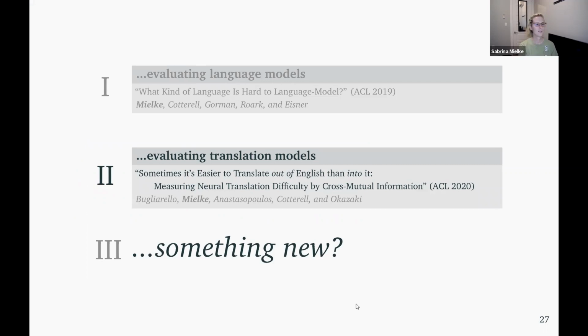Yeah, and so that's it for the results of the language modeling. I think this is another good time for questions.